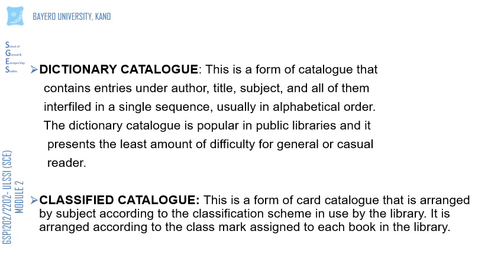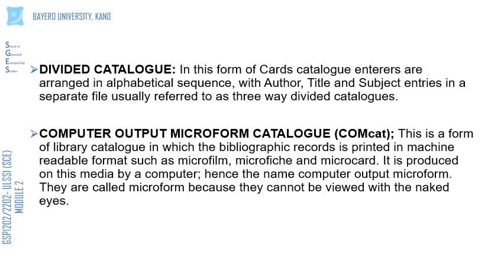Classified catalog is a form of card catalog that is arranged by subject according to the classification scheme in use by the library. It is arranged according to the class mark assigned to each book in the library, using the class number of a book. That is why we call them classified catalog.